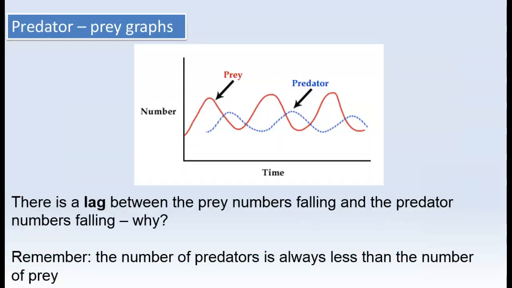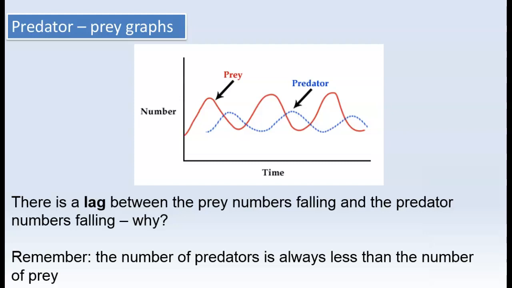So this graph here is called a predator-prey graph, and this is how we show the population sizes of organisms within the environment. We've got time along the bottom, so that might be years, for instance, it might be months, and then we have the number at the side, that's the population size. We've got marked in red the number of prey, and we've got marked in blue the number of predators.